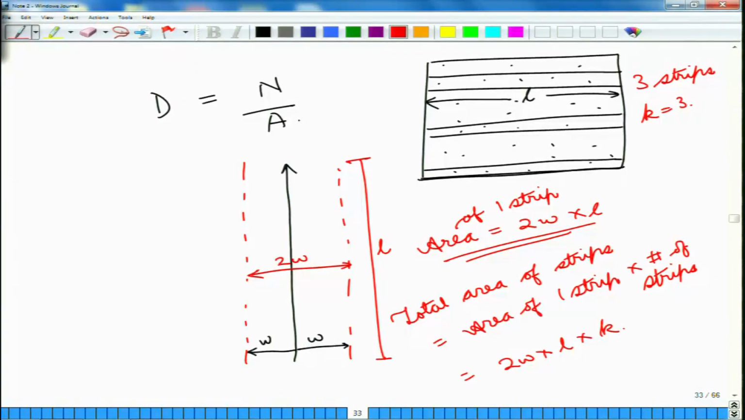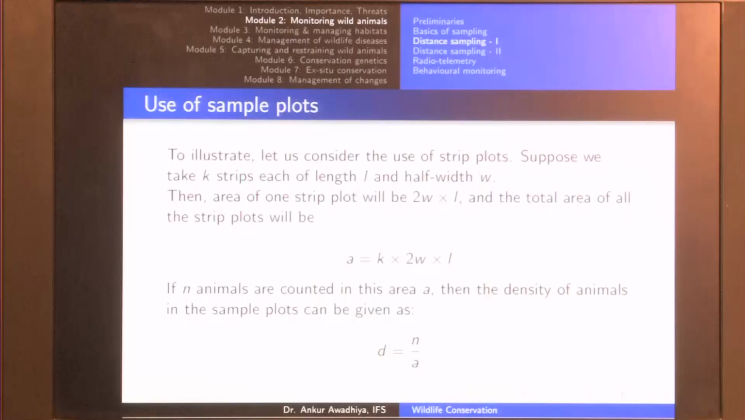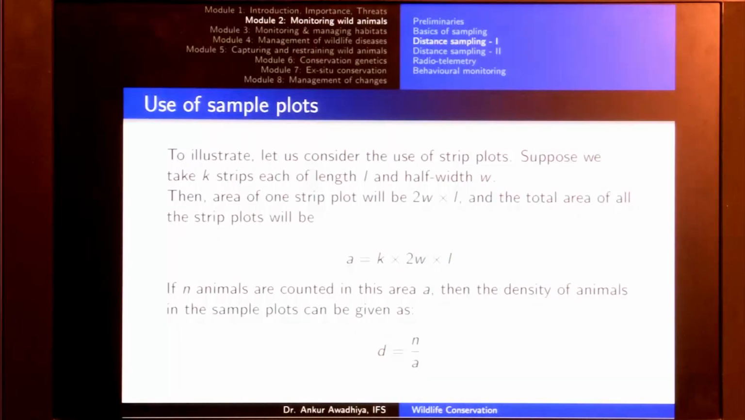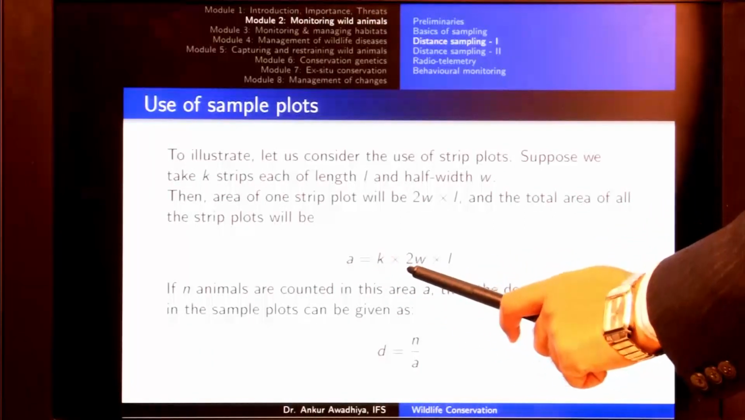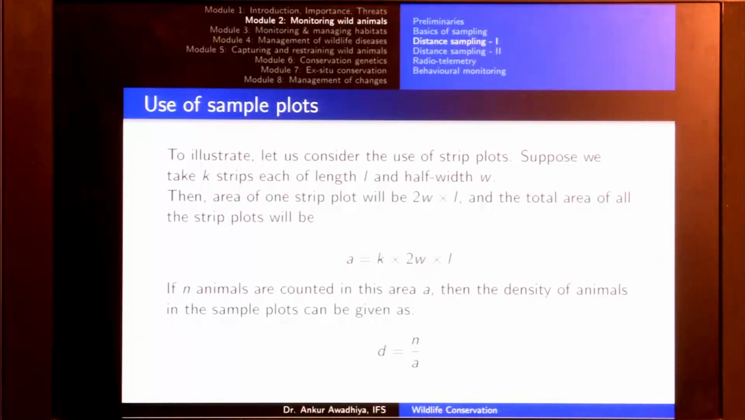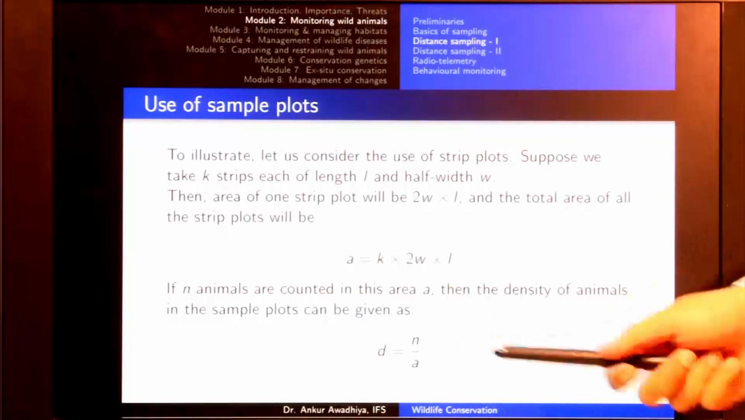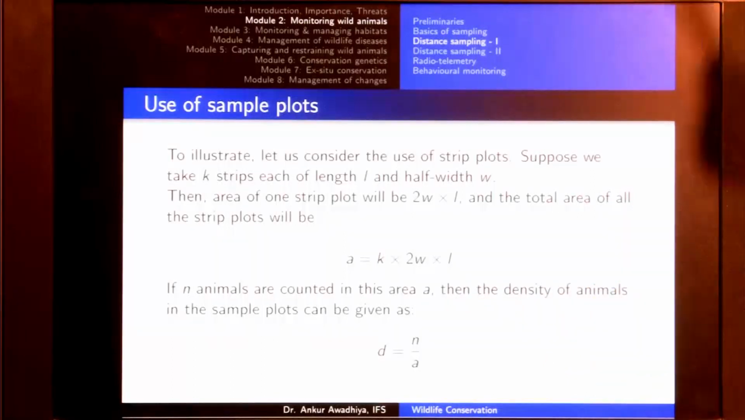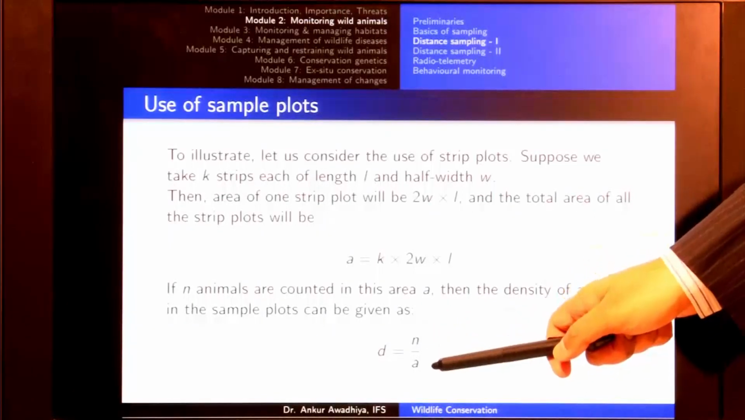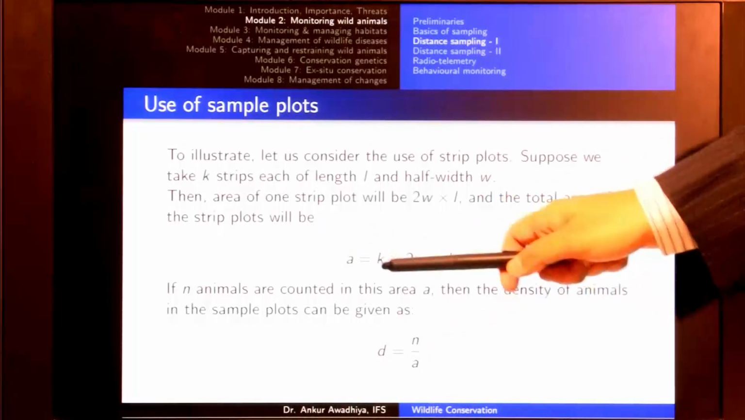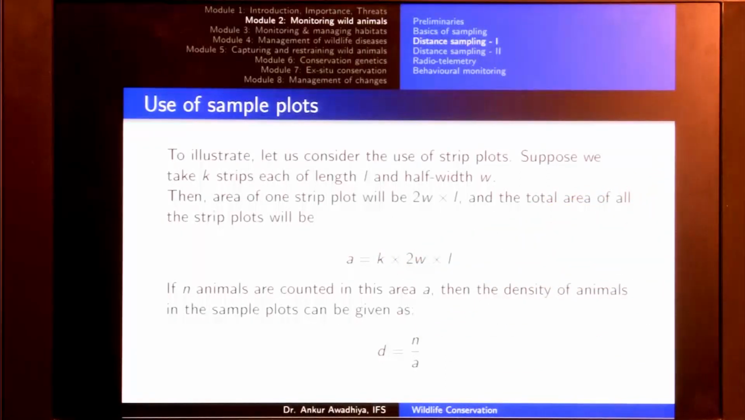Now, coming back to the slides. Here we have it, the total area of all the strips is k into 2W into L. Now, in our strip method, suppose we counted n number of animals in this area small a, then the density of animals is the number of animals divided by a. So, it becomes n divided by k 2W L.